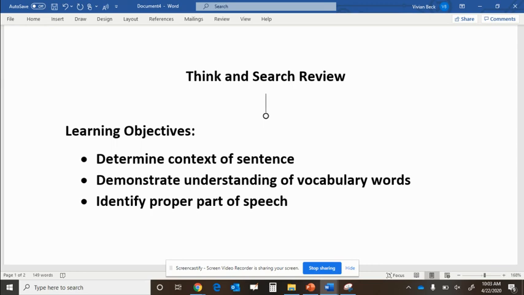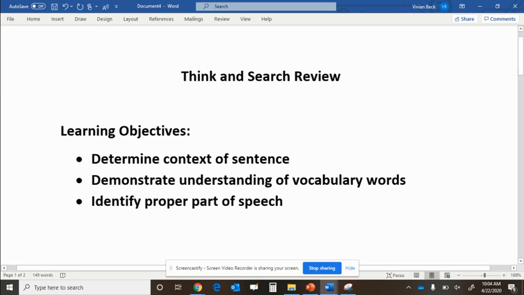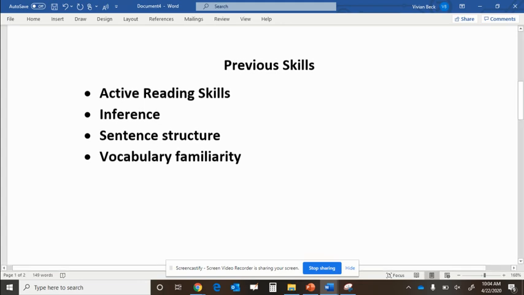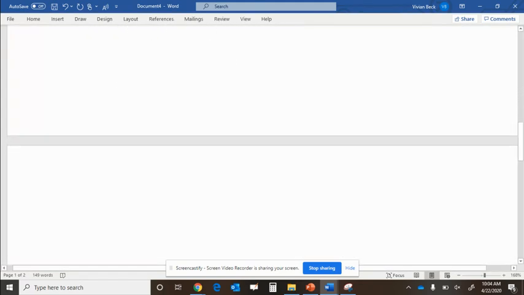Okay, here are our learning objectives: determine the context of a sentence, demonstrate understanding of vocabulary words, and identify proper parts of speech. That's what we're going for. That's what we're trying to get done in this assignment. And you're also going to be using previously learned skills, which include your active reading skills, inference, identifying sentence structure, and what you've done before this, which is getting yourself familiar with vocabulary. Okay? So vocabulary familiarity is important. That's why spending time with your vocab words was important.